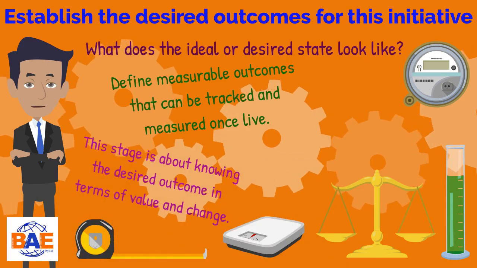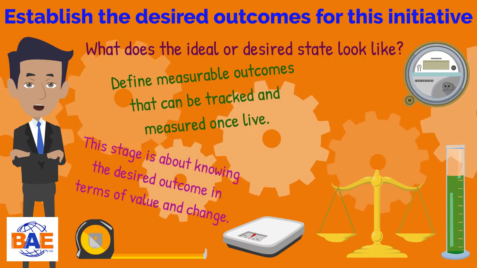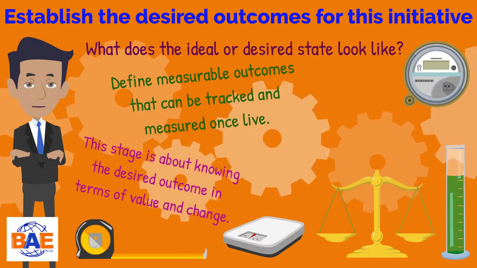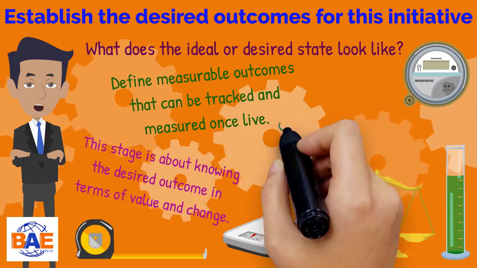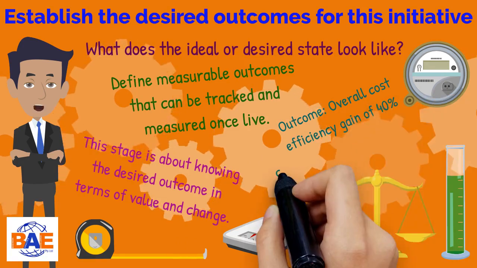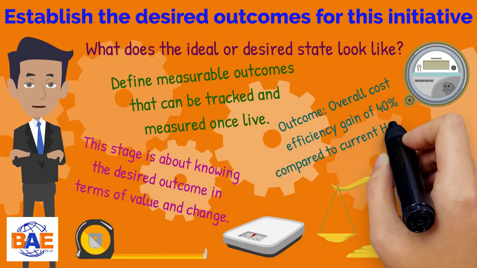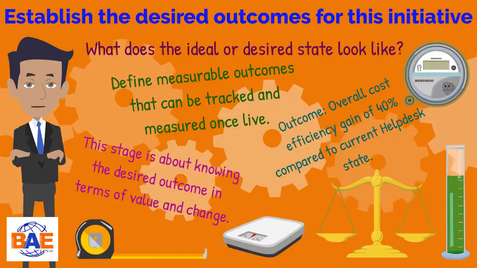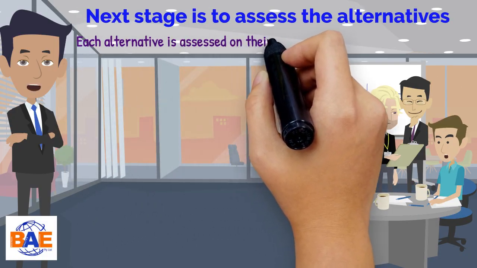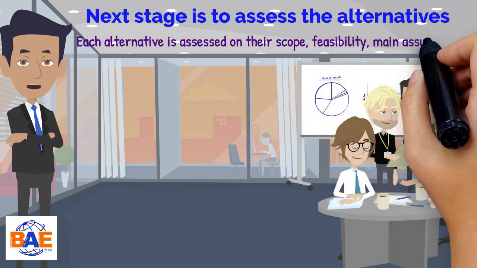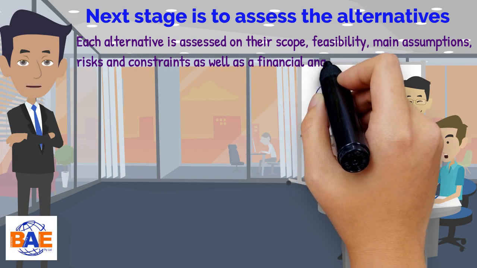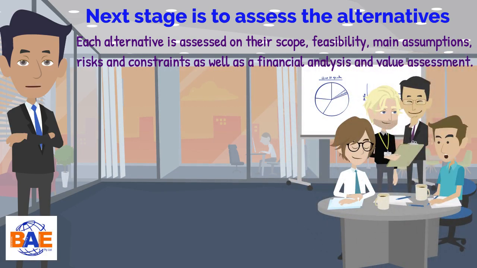This stage is about knowing what the desired outcome should provide the business in terms of value and change. For example, we may describe the desired status as an efficient, scalable global help desk solution which provides a great technology support service to internal staff with an overall cost efficiency gain of at least 40% in comparison to the costs of the current state help desk. The next key stage is to assess each of the alternatives in terms of their scope, feasibility, main assumptions, risks and constraints, as well as do a financial analysis and value assessment.